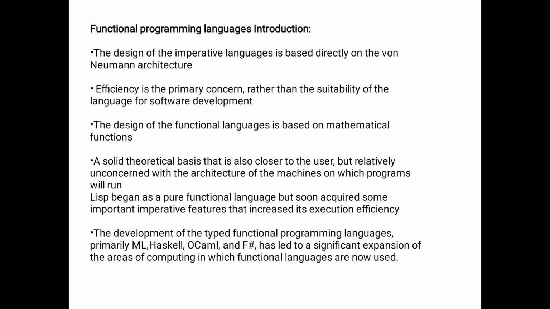Lisp began as a pure functional language but soon acquired some important imperative features that increased its execution efficiency. The development of the typed functional programming languages, primarily ML, Haskell, OCaml, and F#, has led to a significant expansion of the areas of computing in which functional languages are now used.